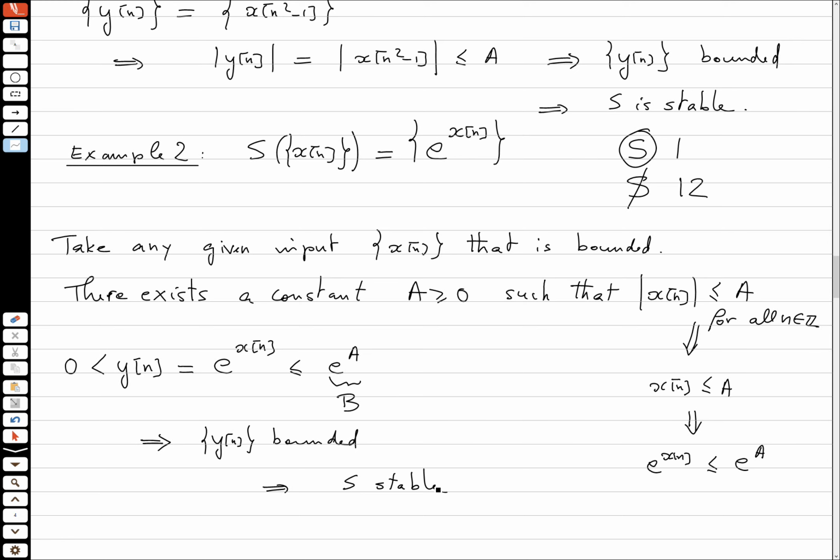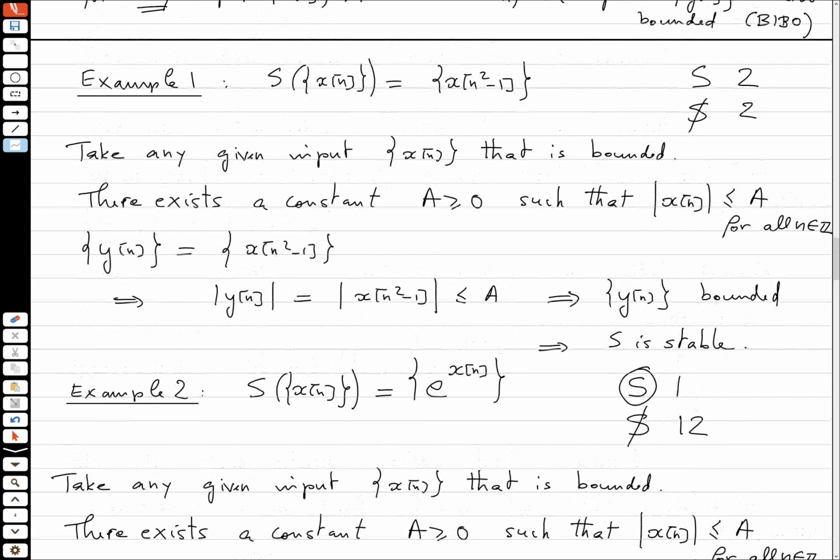You got tricked because you thought that you want the bound of the output to be the same as the bound of the input. We never said that. Nobody said that the output must have the same bound as the input. For stability, you only require that the output be bounded, but we don't impose any value on this bound. Because it's less than B.